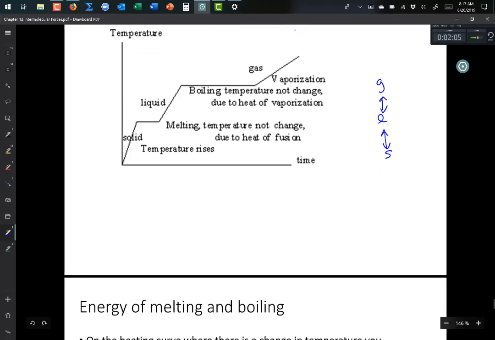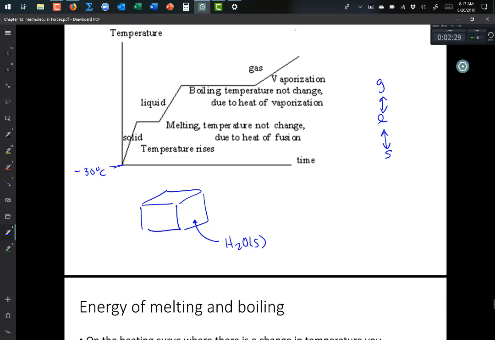So let's imagine you have a piece of ice, like an ice cube. H2O solid. And you start heating it. And let's say this is minus 30 degrees Celsius, just making up a number. Actually, your freezer is 0 degrees Fahrenheit. You ever notice if you take an ice cube straight out of your freezer and stick it on your tongue, it gets stuck? It's because it's freezing the water on your tongue.